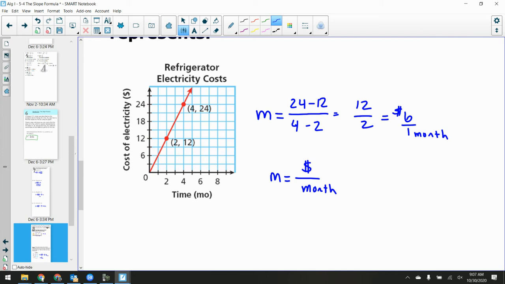$6 per month. That's the rate of change. That's the price per month. Okay? If you need to, set this up with the labels. Slope should always be the change in y divided by change in x. So it's change in money divided by change in time. So if this is 6 over 1, this is $6 every 1 month, changing $6 per month.